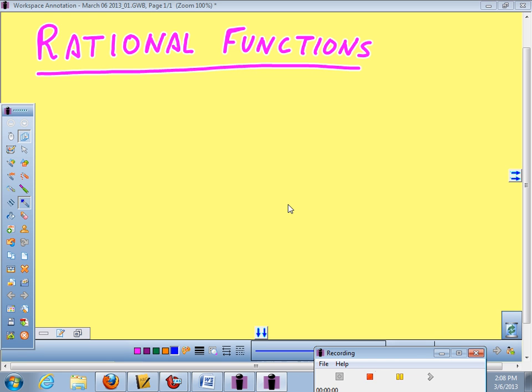Multiplication and division. Why? First thing I should ask you, why do they call them rational functions? What were rational numbers? Rational numbers were either terminating or repeating decimals. Irrationals are non-terminating and non-repeating, or numbers that cannot be written as fractions. So if they say rational function, these are going to be fractions with variables. That's what we're doing, fractions with variables.